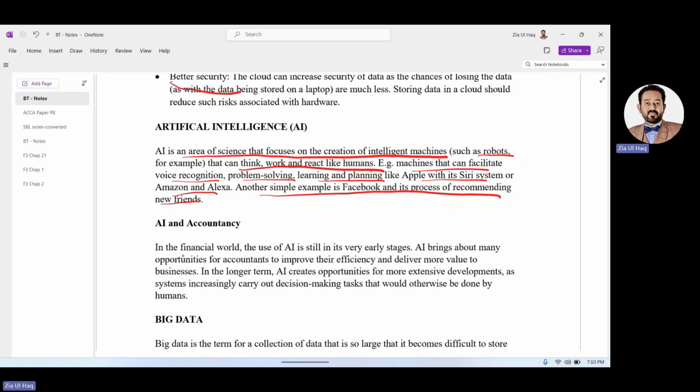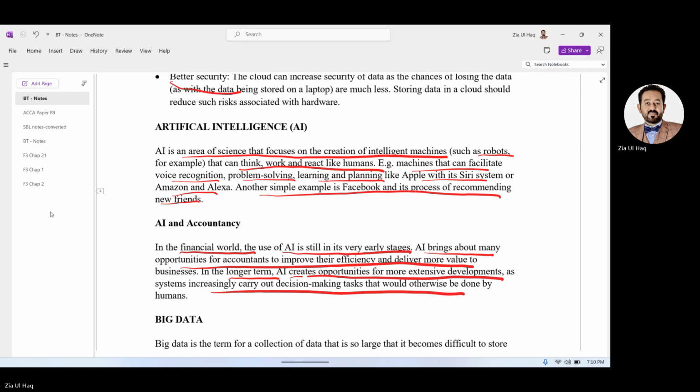So in the financial field, the use of AI is still at a very early stage. AI brings many opportunities for accountants to improve their efficiency and deliver more value to business. In the longer term, AI creates opportunity for more extensive development as systems increasingly carry out decision-making tasks that would otherwise be done by human beings. I mean, they can perform calculations much quicker than human beings.